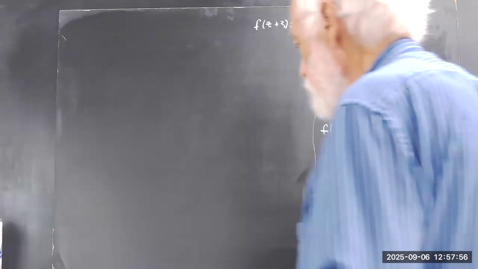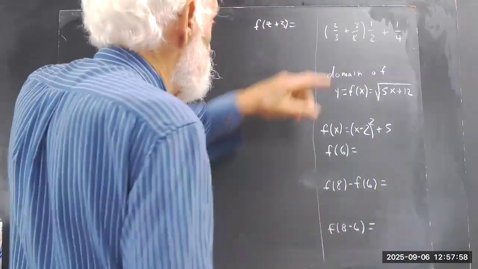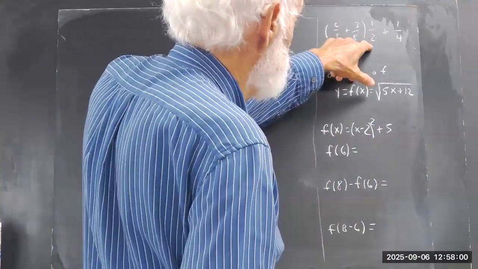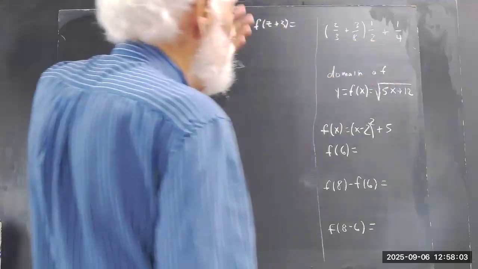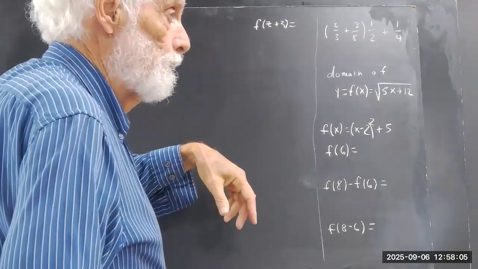Okay, the quiz for this class was first add 2/3 plus 3/8 times 1/2 plus 1/4. And you have to follow the order of operations.